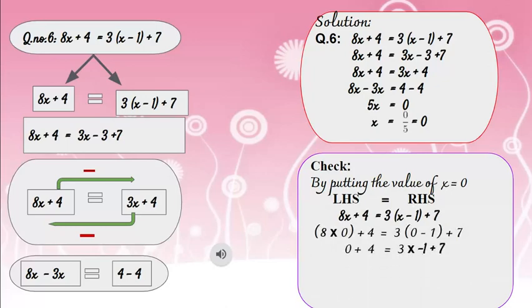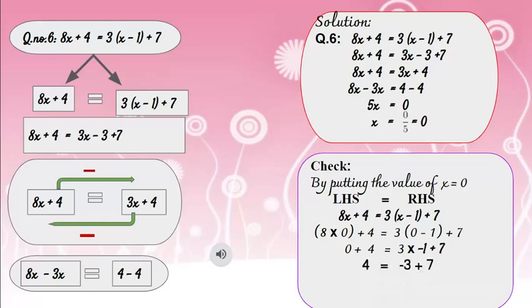Now see right side. 3 into x minus 1 plus 7. So 3 into the value of x is 0. 0 minus 1 plus 7. 0 minus 1, minus 1. So next, 3 into minus 1 plus 7. 3 into minus 1, minus 3.